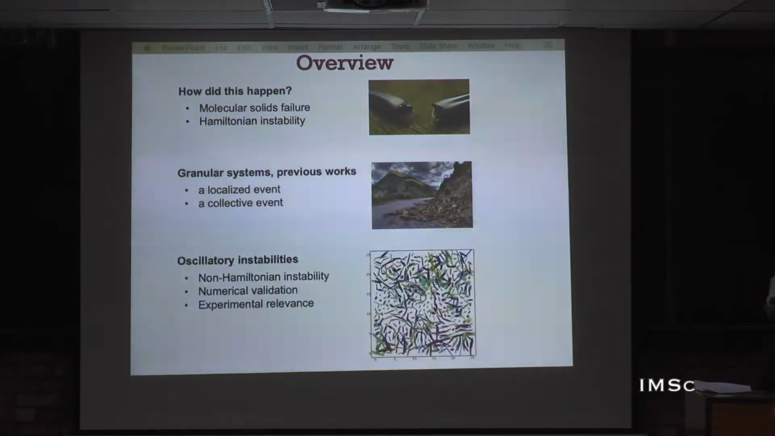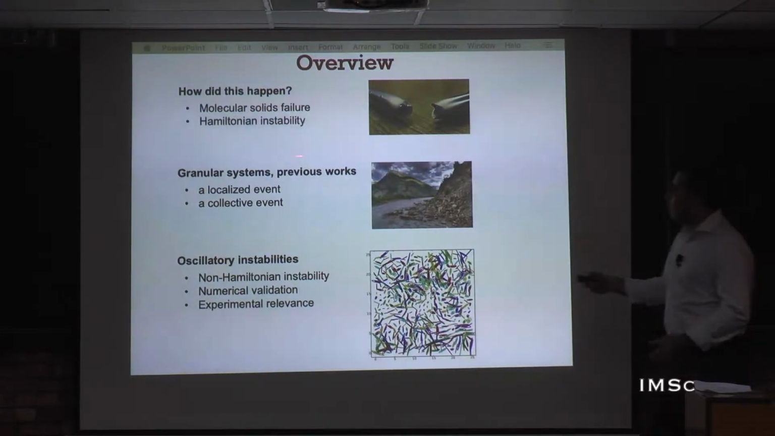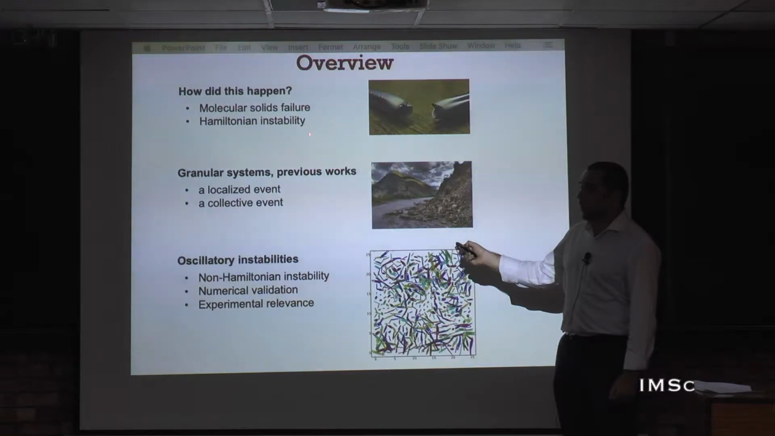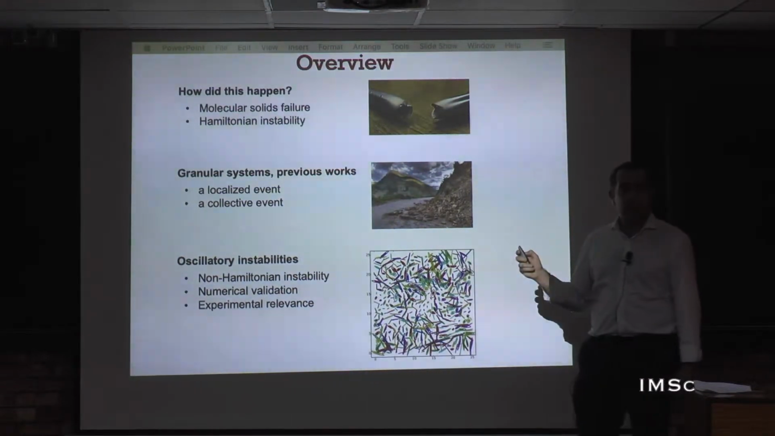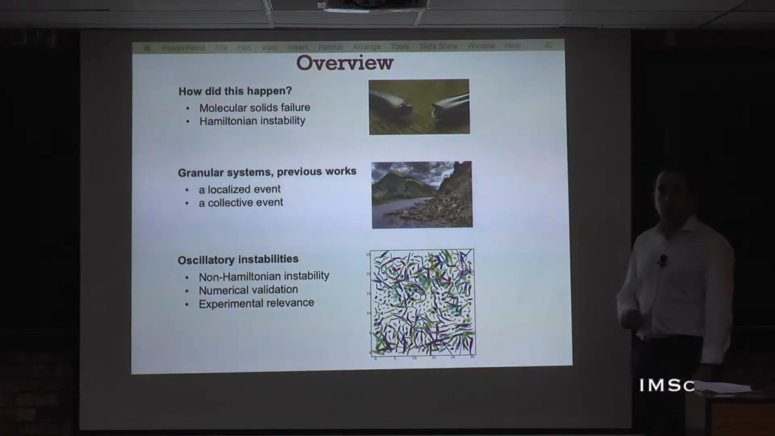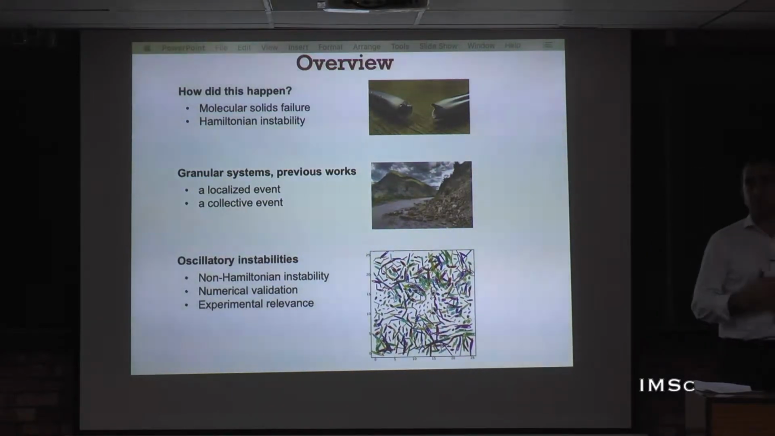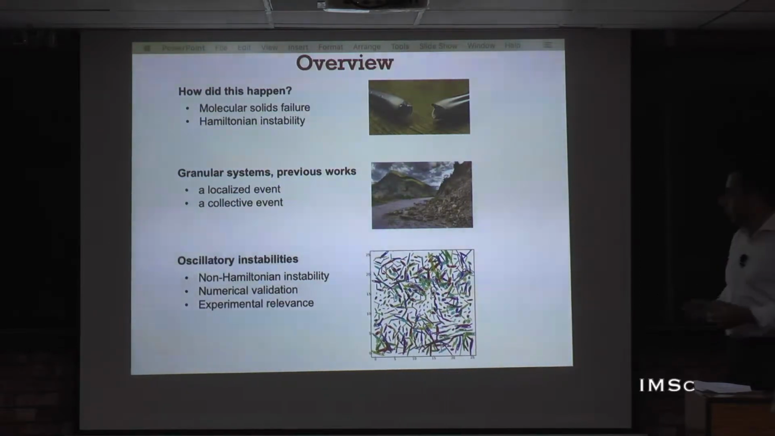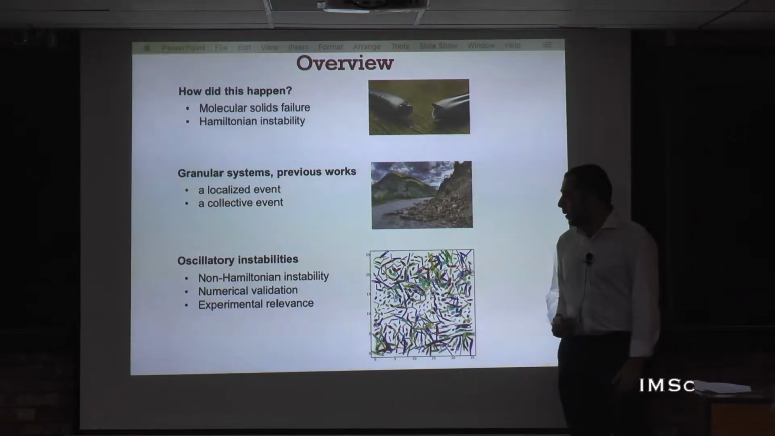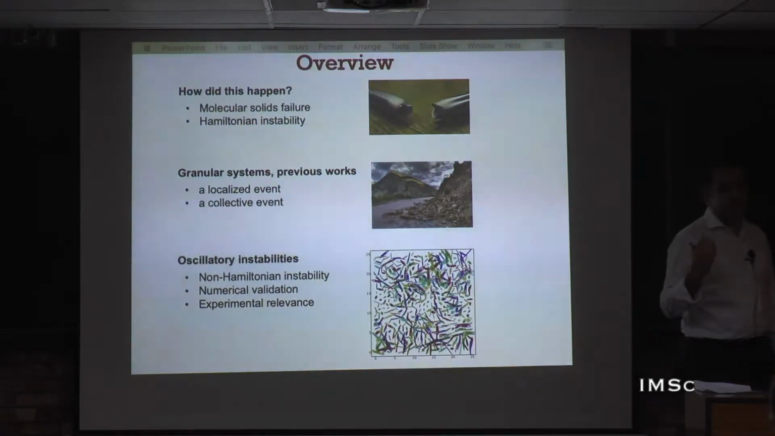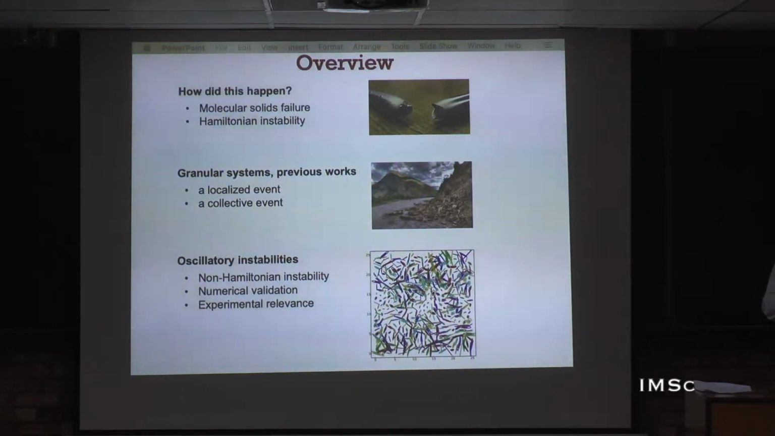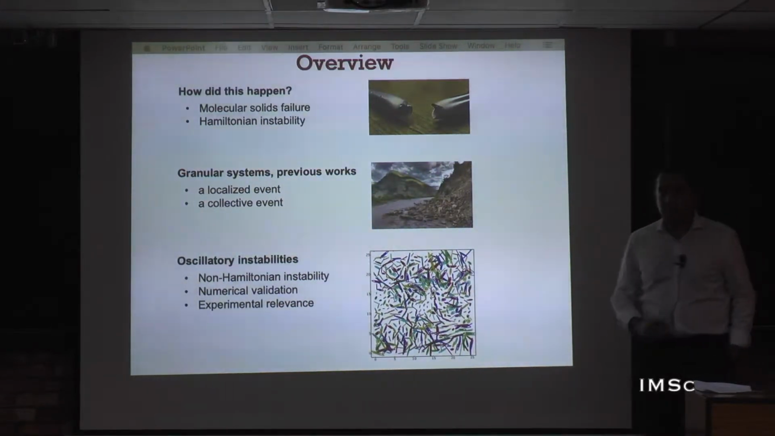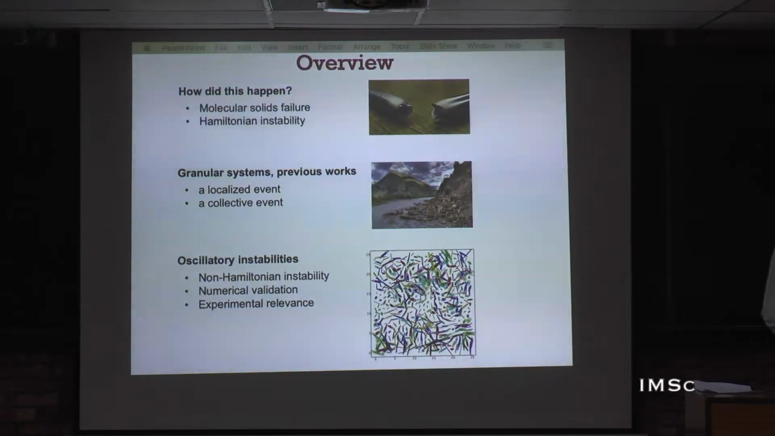And finally, we're going to show some novel theoretical results that essentially take this theoretical framework and modify it to describe systems that are not Hamiltonian. We're going to show that it is possible to do so, and the result is a new kind of bifurcation, a new kind of dynamical instability that we're going to call oscillatory instabilities. Then we're going to numerically check some of the theoretical predictions, and then we're going to also describe the possible experimental relevance of this approach.